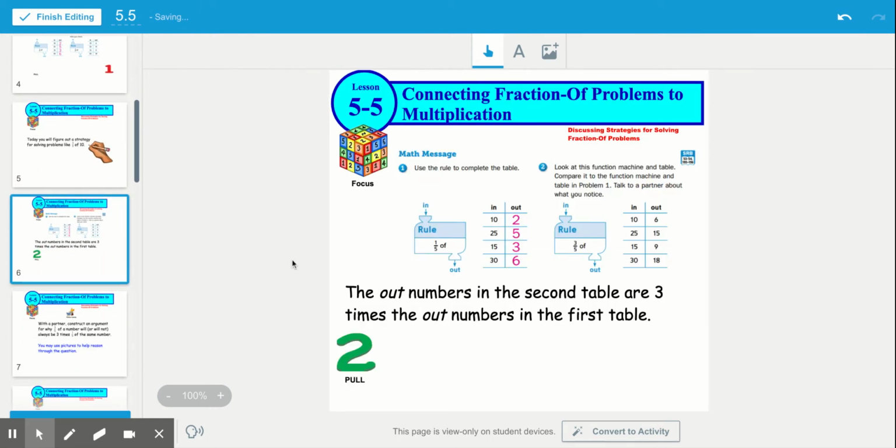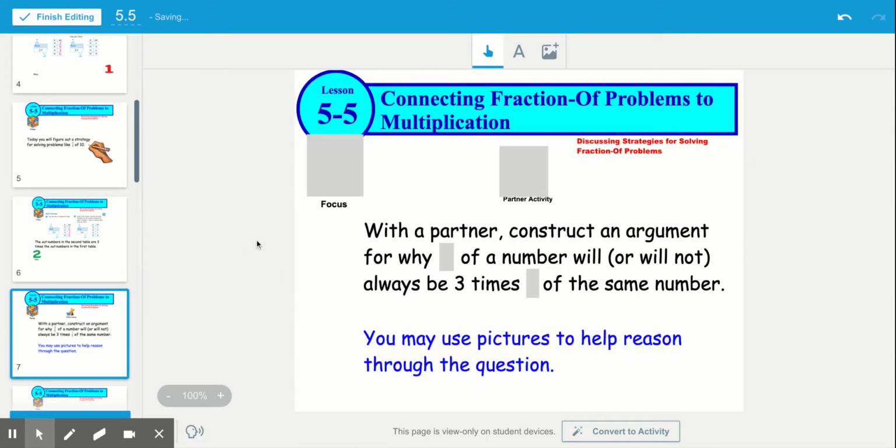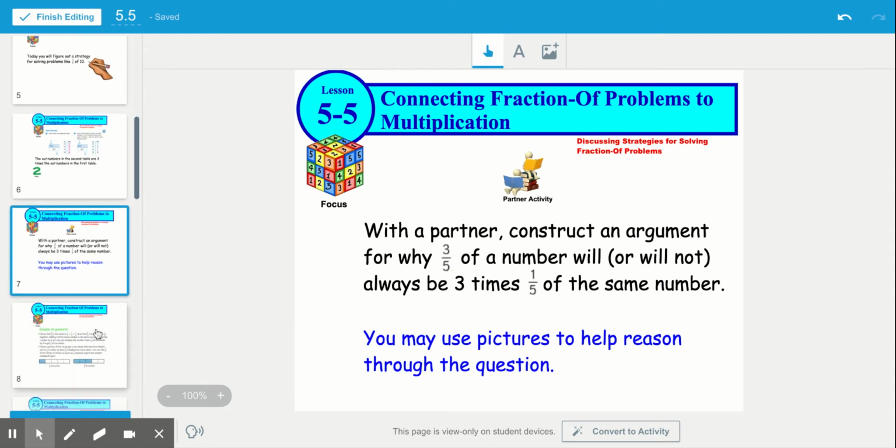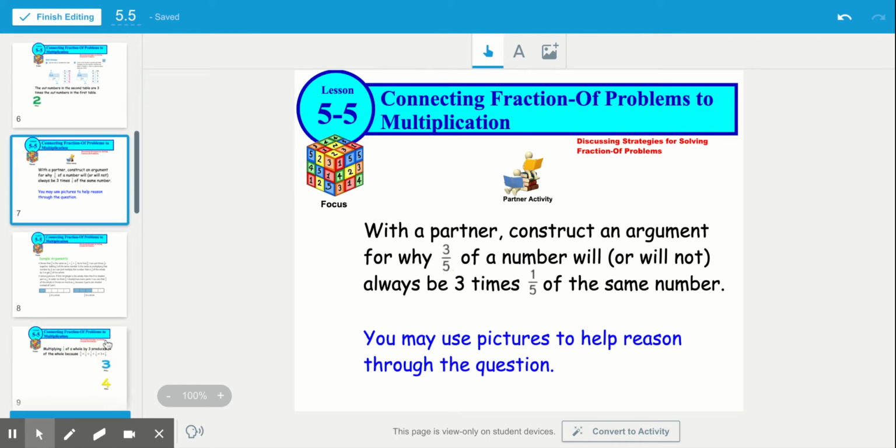So looking at 1 and 2 from the math message, the outputs in the second table are 3 times the outputs in the first table. What I want you to do is to construct an argument for why 3/5 of a number will or will not always be 3 times 1/5 of the same number. You can use pictures to help your reasoning. Go ahead and pause and figure out a reasoning. Why or why not will 3/5 of a number always be 3 times 1/5?